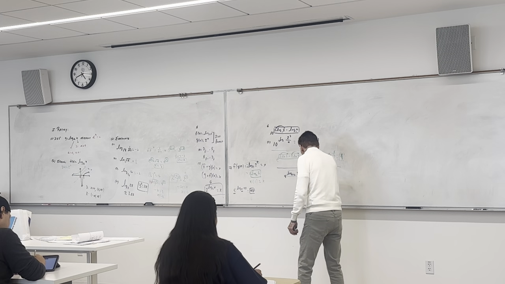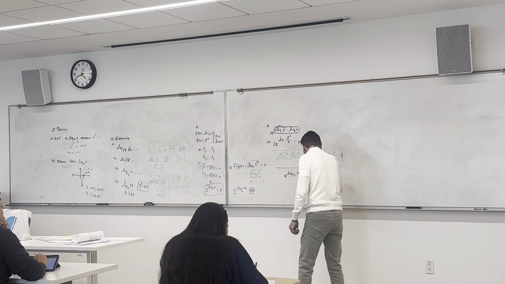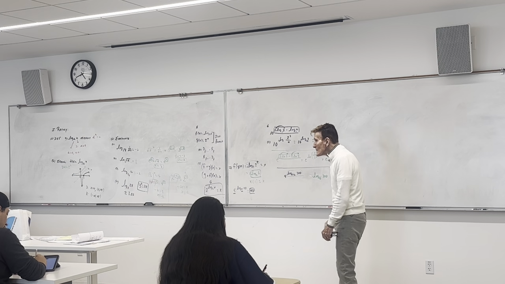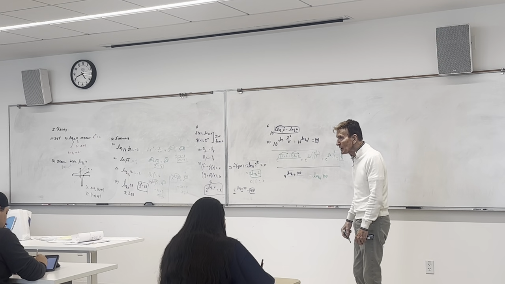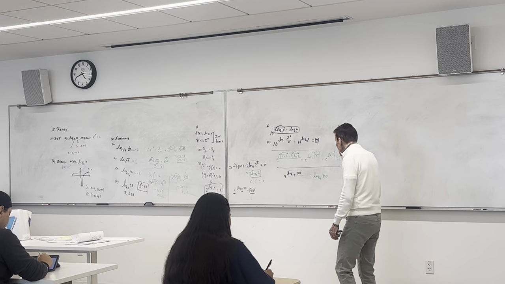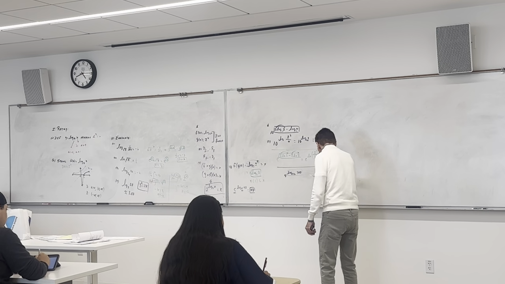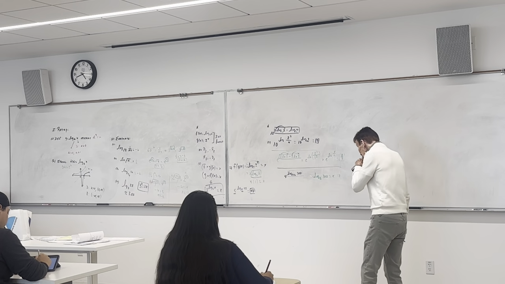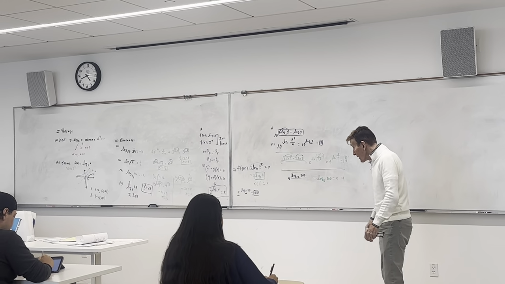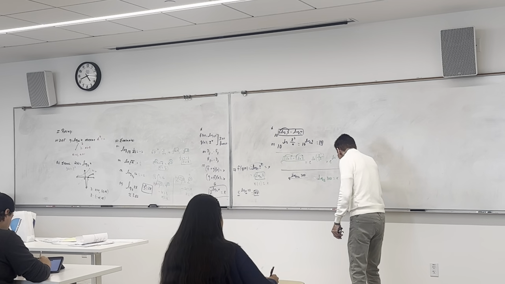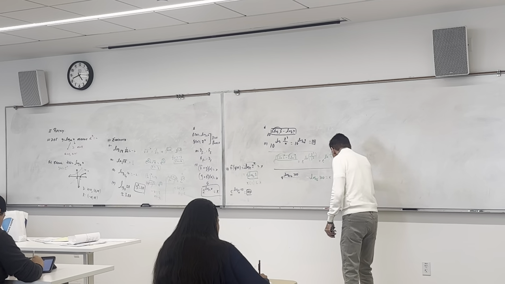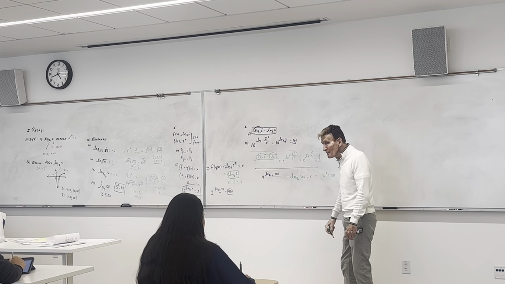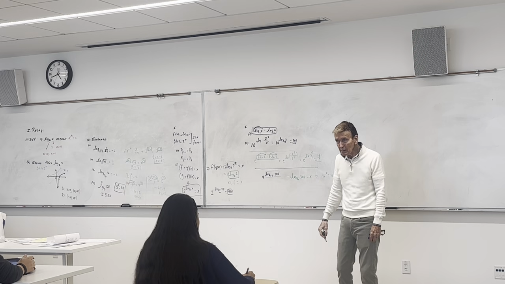On the side here, what bothers me is log of 300 base 16 equals something. Log of 300 base 16 equals x, which means 16 raised to the x is equal to 300. Is that true? That's what it means.